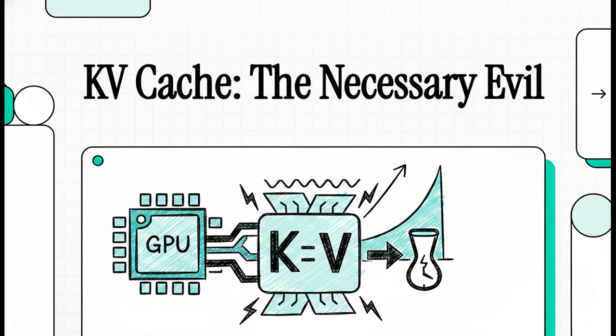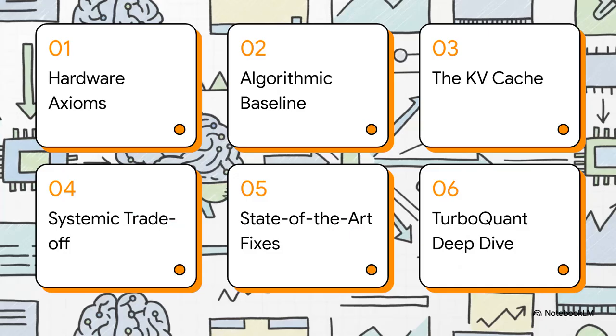If you've ever wondered why state-of-the-art models suffer such massive latency degradation as context windows grow, well, you're in exactly the right place for this explainer. Here is our agenda for today. We'll start with hardware axioms and the roofline model, move into the algorithmic baseline and its O(n)³ disaster, and then introduce the KV cache. After that, we'll look at the systemic trade-off known as the memory bandwidth tax, touch on some state-of-the-art interventions, and wrap up with a deep dive into TurboQuant.